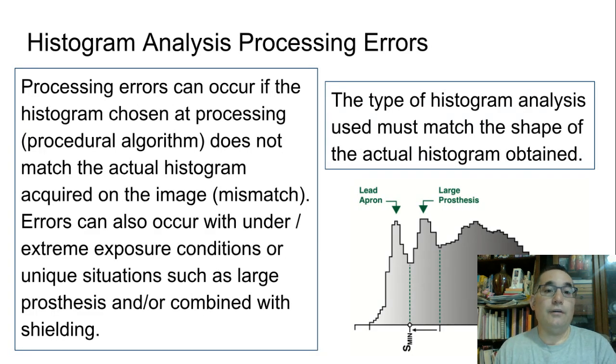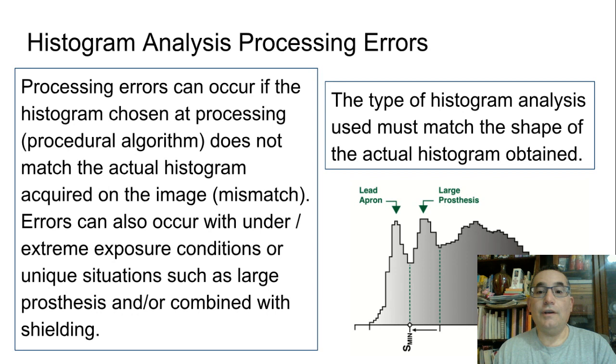So processing errors can occur if the histogram at the processing time does not match the actual histogram that was acquired during the image. In other words, you have a mismatch. So errors can also happen under extreme exposure conditions where you use either a very large exposure or captured in the image is a prosthesis or shielding that is not caught by the system.